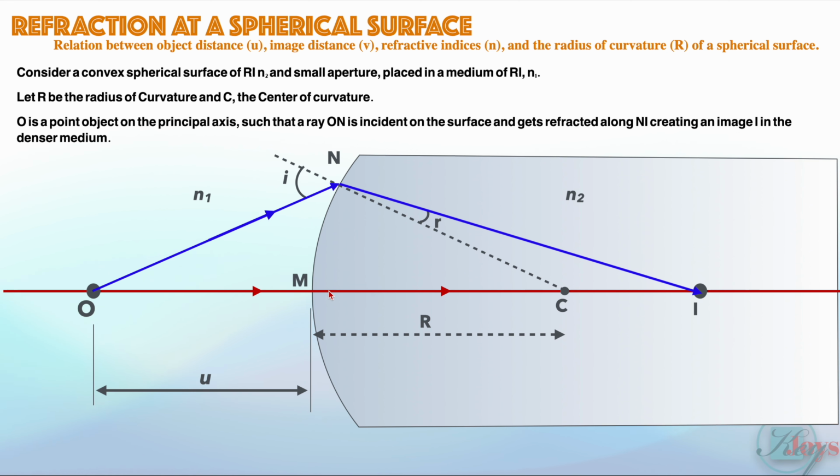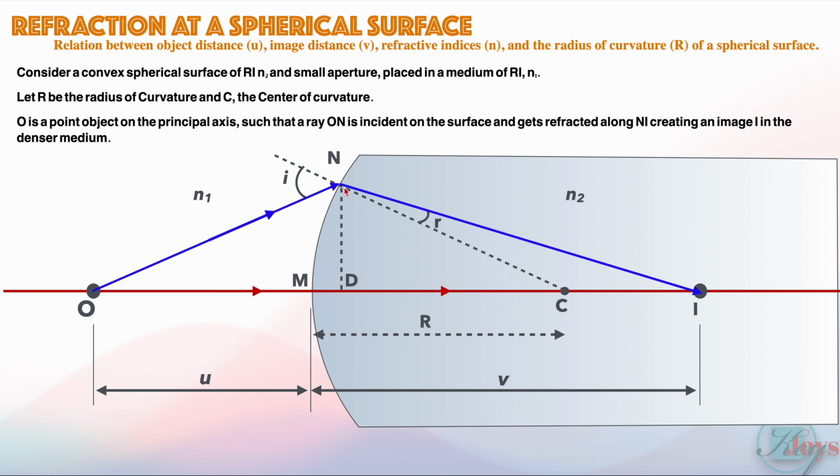Now I is also at some distance from M, that is the pole. The distance from the pole to I is called the image distance, which we denote as v here. So v is the image distance, and u is the object distance in this case. Now this is the complete ray diagram to understand the refraction through a spherical surface.